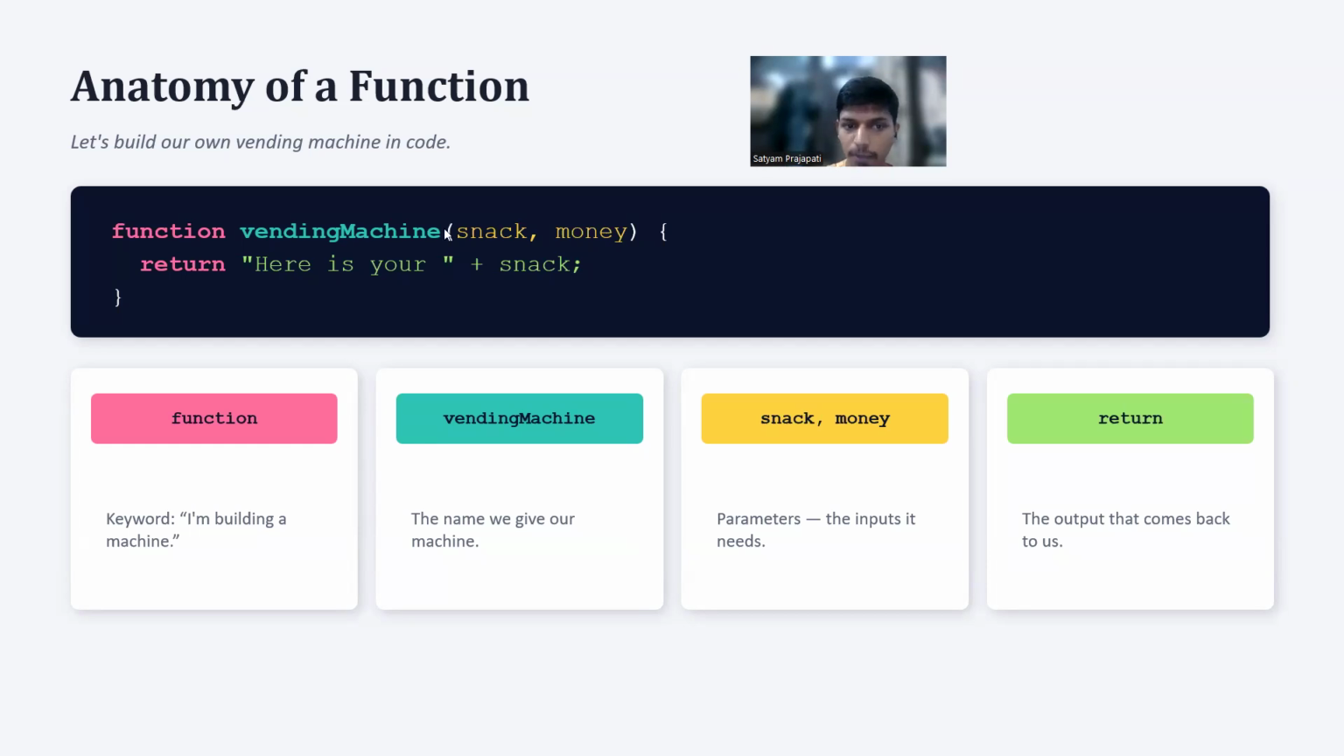And these are the parameters: snacks and money. It is a kind of slot. It may be empty, or you can write as many parameters as you want. For a coffee machine, like snacks, money, and how many items you want, so the third parameter is quantity. And the return value is what output comes out. This is the anatomy of the function.